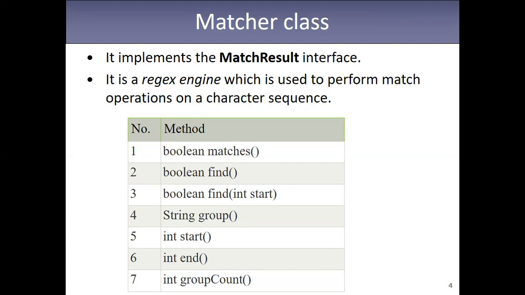And the next method is find method. It finds the next expression that matches the pattern. Then one more variation of find method is available. It finds the next expression that matches the pattern from the given start number. Group method returns the matched subsequence. Then start method returns the starting index of the matched subsequence. End method returns the ending index of the matched subsequence. Group count method returns the total number of the matched subsequences.